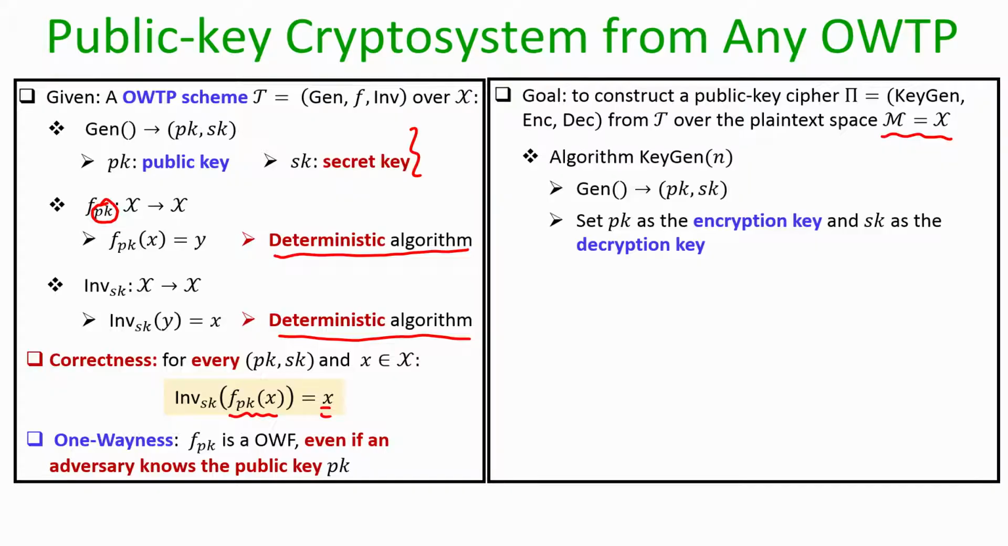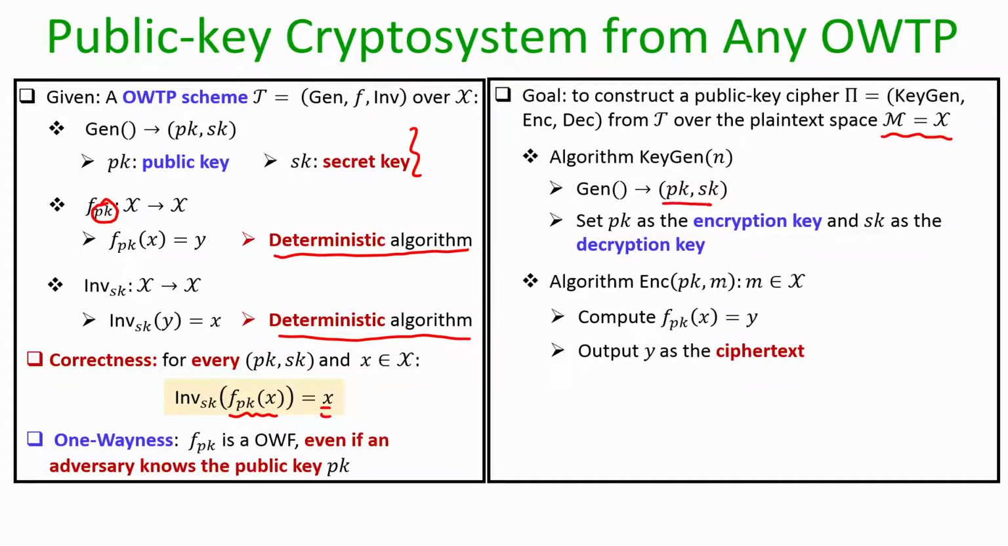The key generation algorithm of your encryption process will be basically to run the parameter generation algorithm of your trapdoor permutation scheme and obtain the public key and secret key pk comma sk, and we set pk as the encryption key and we set sk as the decryption key. To encrypt a plain text little m with respect to the public key pk, we just compute the value of the function f with the key pk on the input m. Sorry for the typo here, this x should be m because we want to encrypt the plain text little m.